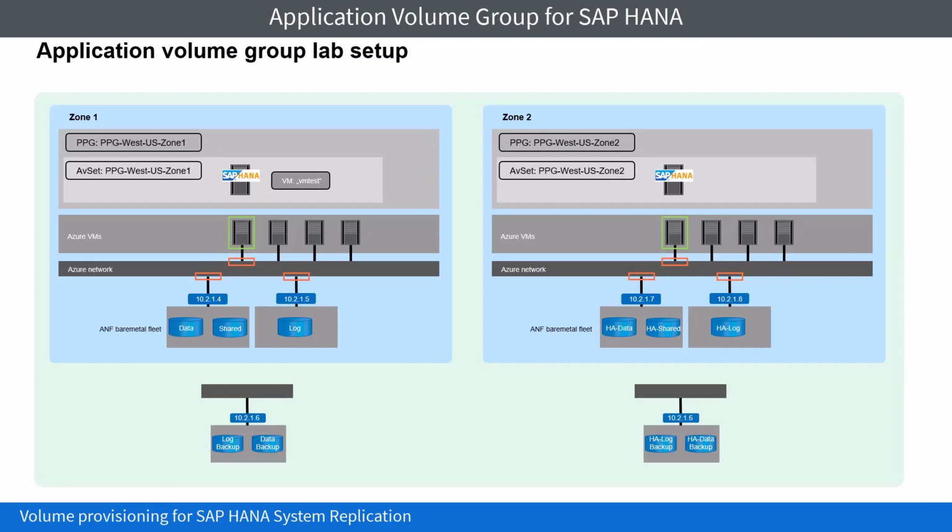We have a group of 5 volumes for the primary as well as for the secondary HANA host. As explained at the beginning of the video, a second proximity placement group and availability set must be created in Zone 2 and the pinning request must include the zone information. The AVG workflow will then place the volumes in the secondary zone. It is then guaranteed that compute and storage resources of the HANA primary and secondary system is separated into different zones.